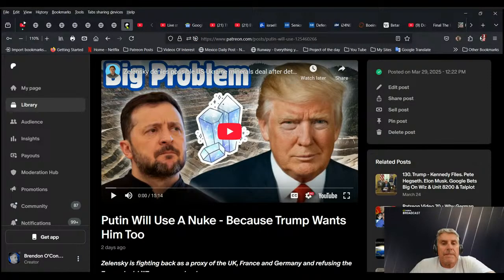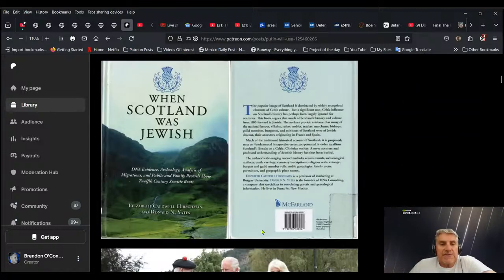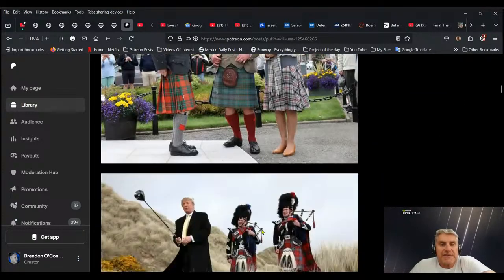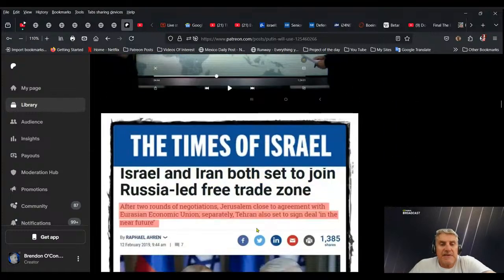Allow. Putin will use it because Trump wants him to. Yeah, they're doing a great job here. All the court Jews when Scotland was Jewish. There's all the right people there. The Eurasian Economic Union. Israel and Iran both set to join the Russia-led free trade zone.